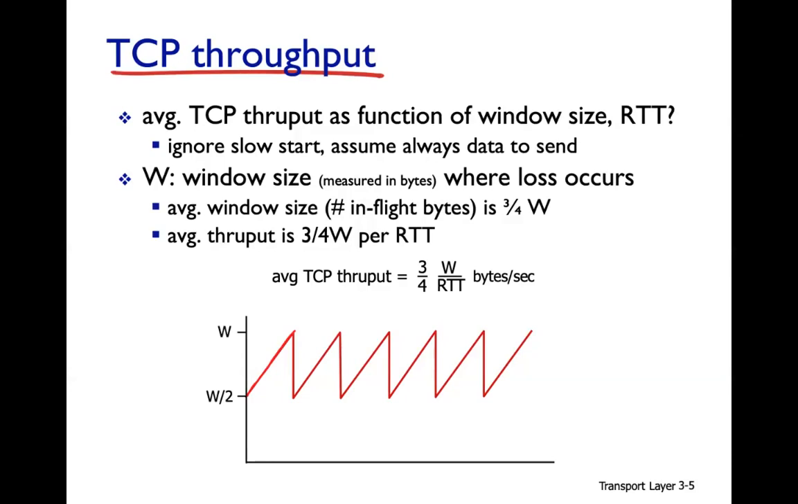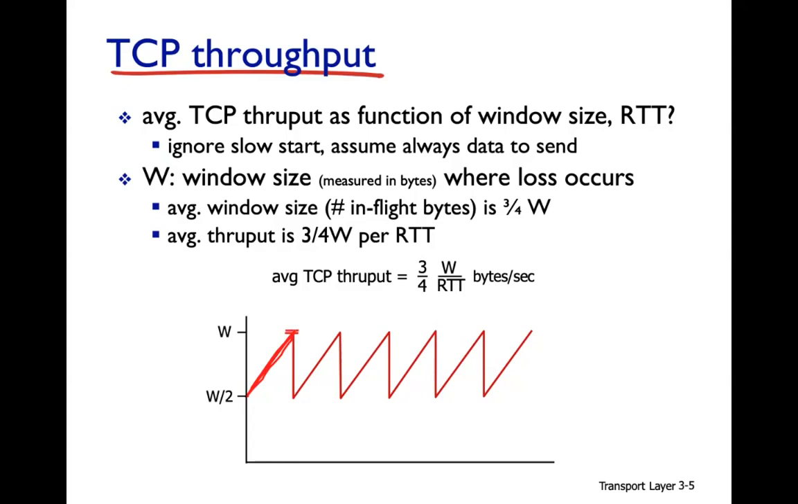Reno means I got 3 duplicate ACKs. I don't consider the data loss. Okay, so this is what we do. We make our estimate a little bit easier. So I can increase my segment up to W. So the W here is where the data loss occurs.